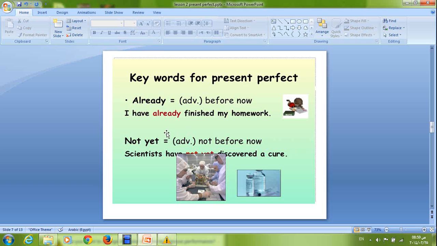Okay? Not yet. Scientists have not yet discovered a cure. We don't say scientists have yet not, no, or scientists not have, no. We put yet before not. So it will be scientists have not yet discovered a cure. This means that up till now they didn't discover a cure.